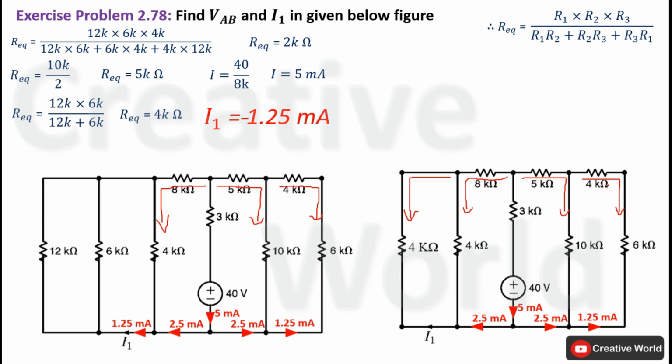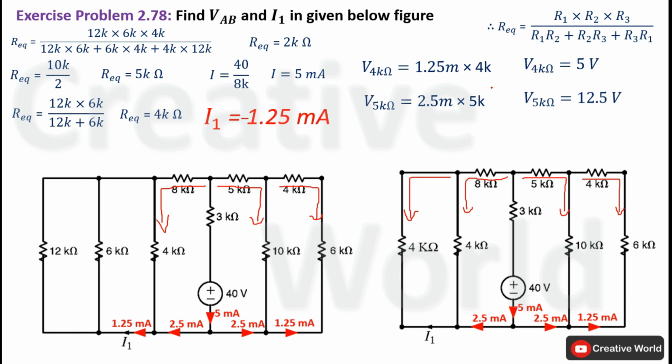We will start from this 4 kilo ohm resistance. Current through this resistance is 1.25 milliampere and the value of resistance is 4 kilo ohm. So their product will be equal to voltage across this 4 kilo ohm resistance, that will be 5 volt. Similarly, current through this 5 kilo ohm resistance is 2.5 milliampere and value of resistance is 5k. So voltage across this resistance will be 12.5 volt.